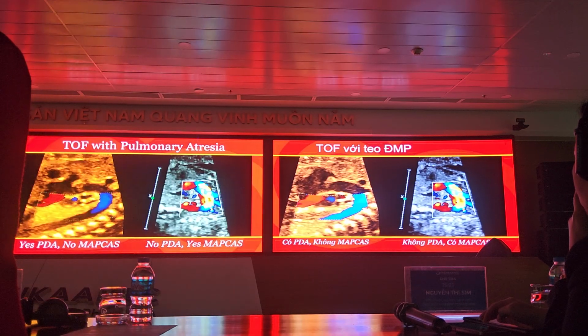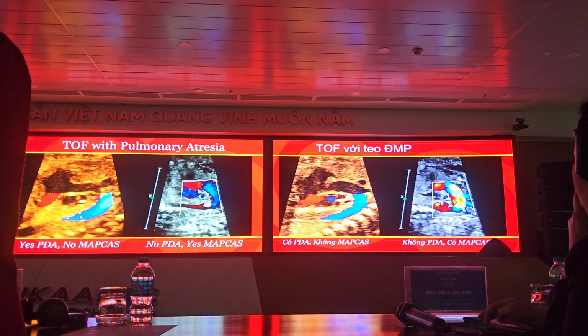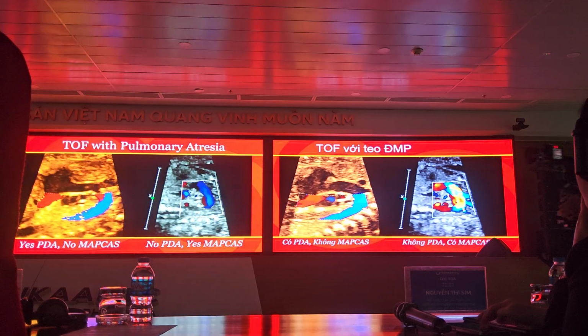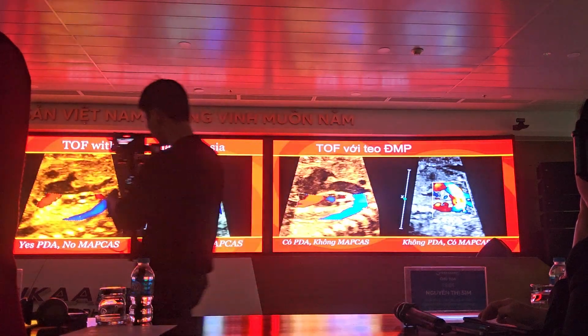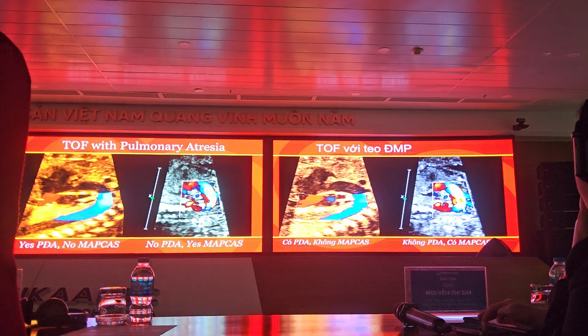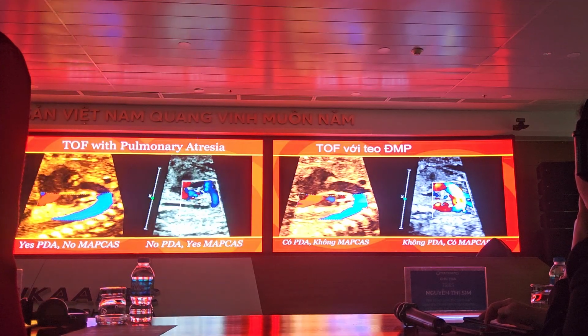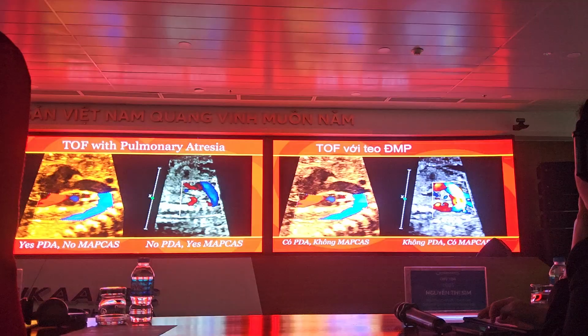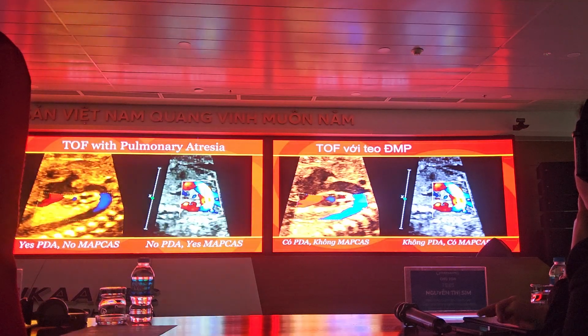That has generally well-formed pulmonary arteries, a good prognosis. In contrast, if you have tetralogy of Fallot with pulmonary atresia, no ductus, but you have these small aortopulmonary collaterals. See these small red vessels coming off various parts of the aorta.